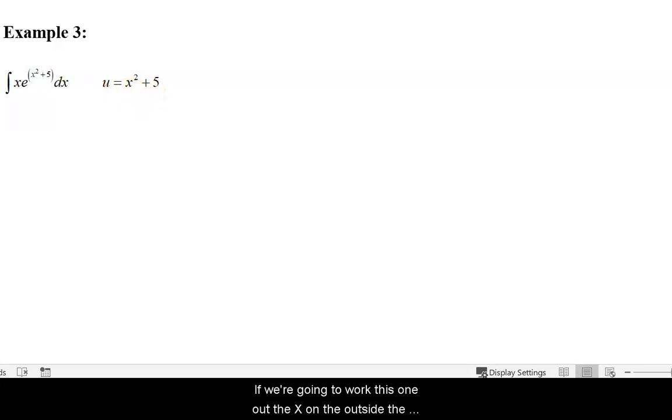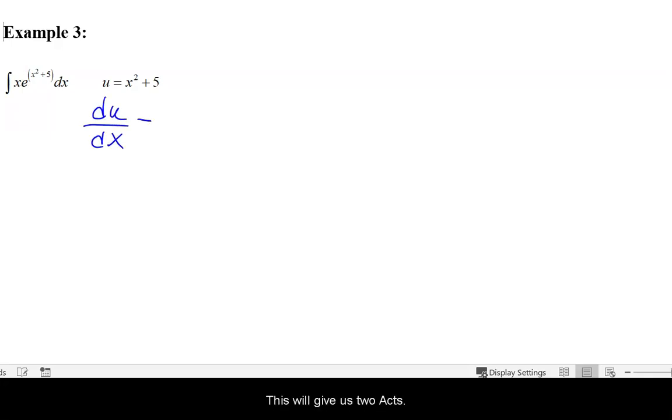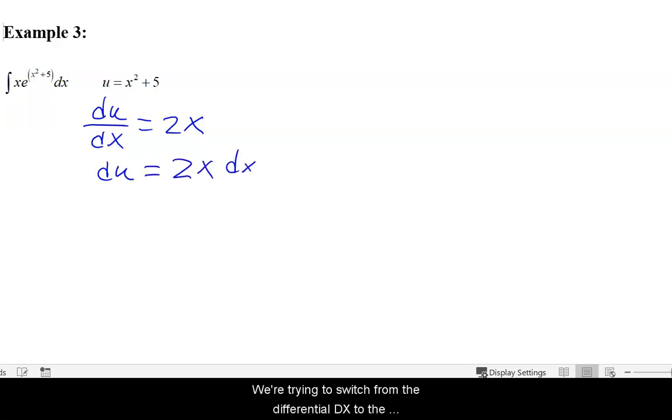If we're going to work this one out, the x on the outside, the monomial factor, at first does not appear to be a part of u. Let's see if it becomes a part of du. When we look at this and we take the derivative of u, we take it with respect to x. This will give us 2x. Then we abuse the notation by separating the two differentials and swinging the dx to the other side, so we can isolate the differential du. We're trying to switch from the differential dx to the differential du inside the integral. This is why we need to isolate du.